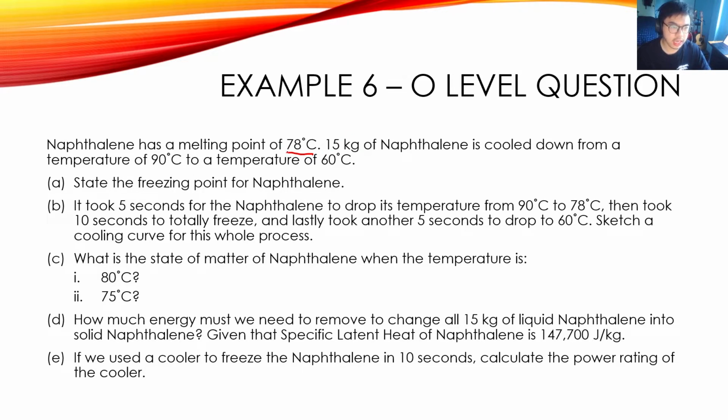Now, because naphthalene has a melting point of 78 degrees Celsius, that means its freezing point is also 78 degrees Celsius. B. It took 5 seconds for the naphthalene to drop its temperature from 90 degrees Celsius to 78 degrees Celsius, then took 10 seconds to totally freeze, and lastly took another 5 seconds to drop to 60 degrees Celsius. Sketch a cooling curve for this whole process.